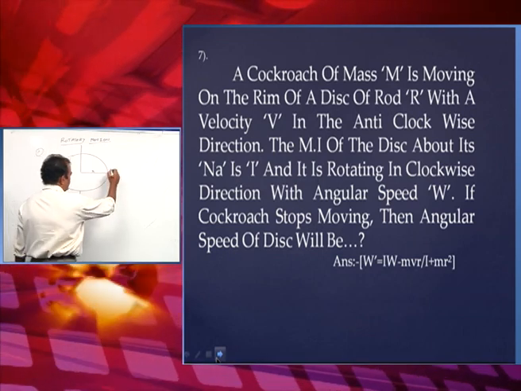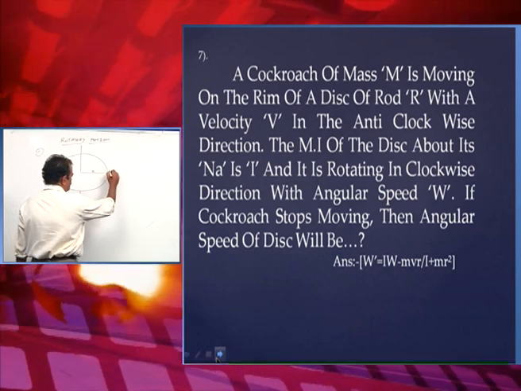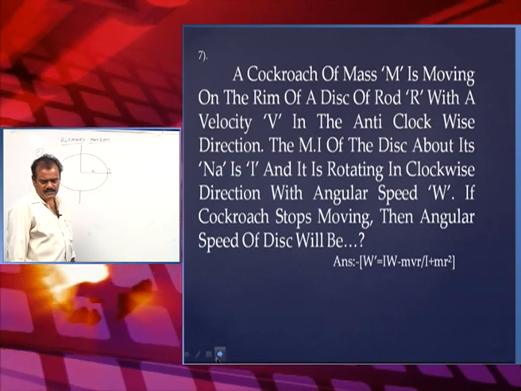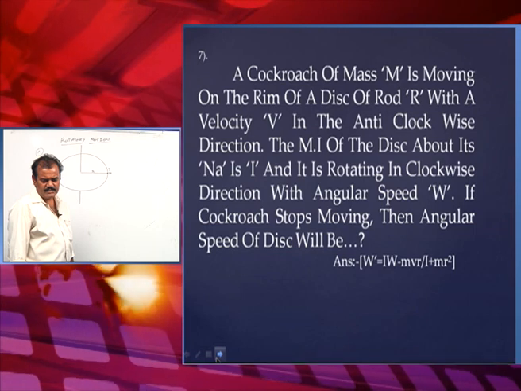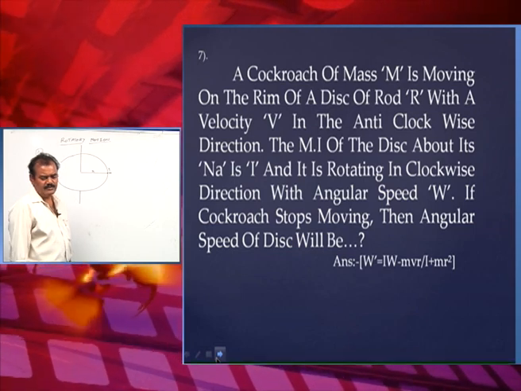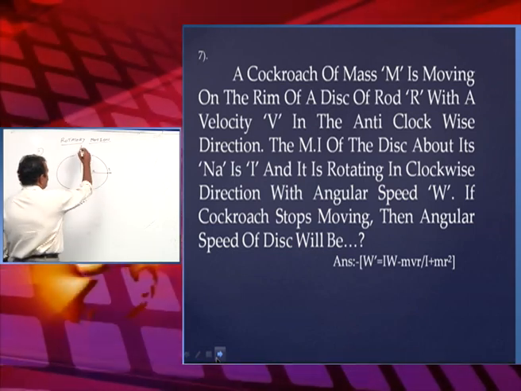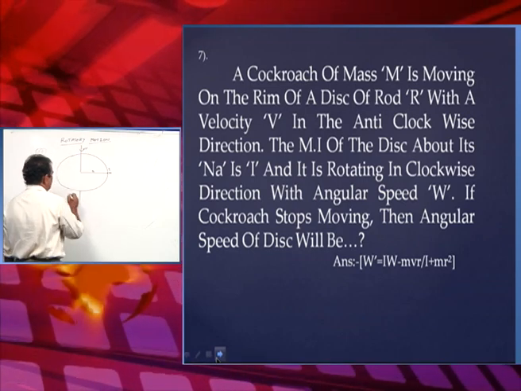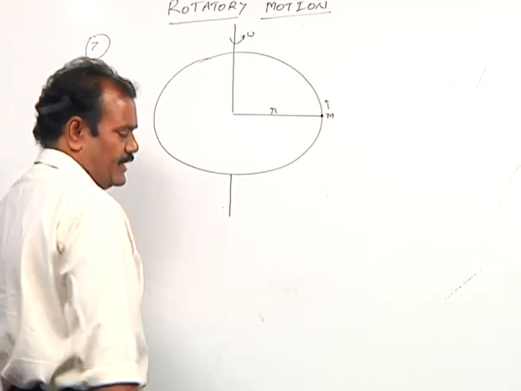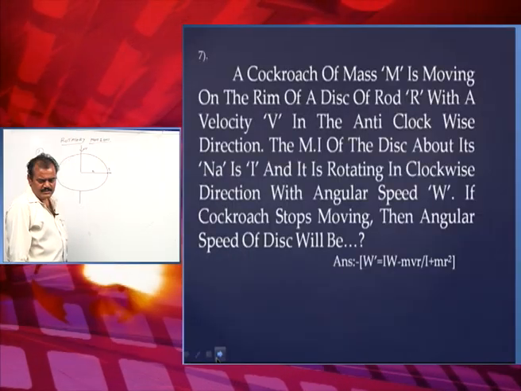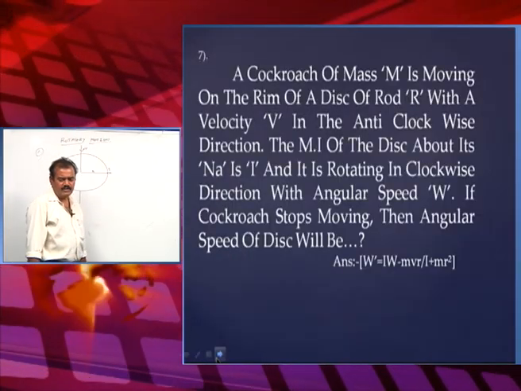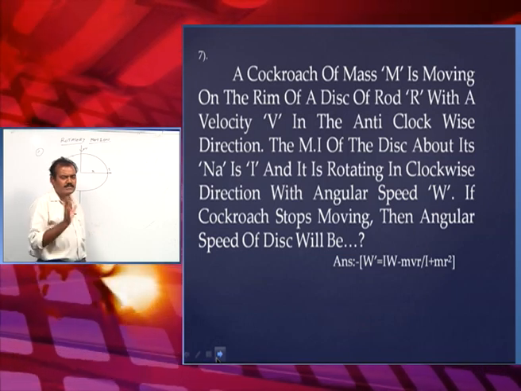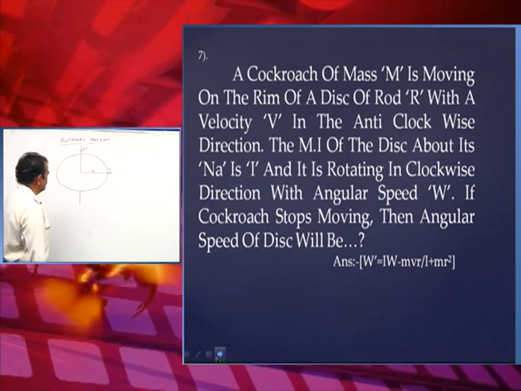Anti-clockwise direction means the cockroach is moving like this, whereas the disc is moving like this. The moment of inertia of the disc about its natural axis is I, and it is rotating in clockwise direction with angular speed omega. Its moment of inertia is directly given, its value is I. Thereafter, if the cockroach stops moving, what will be the angular speed of the disc?